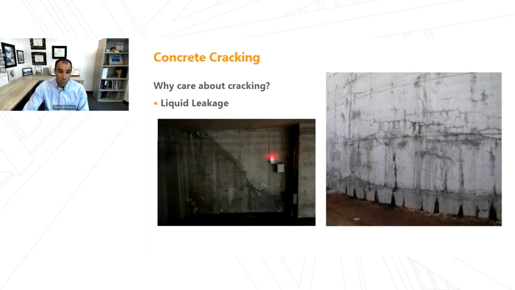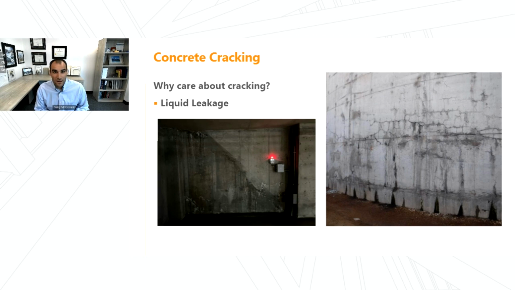And why might we care about it, right? The first and probably main reason that most people care about it in a water and wastewater structure, it's supposed to be liquid containing, is if that liquid starts to leak, right? Either you've got water, as I showed in that first photo, where it's coming in, or you've got water going out of your tank that isn't supposed to be going out. So the photos here show a couple examples of that.